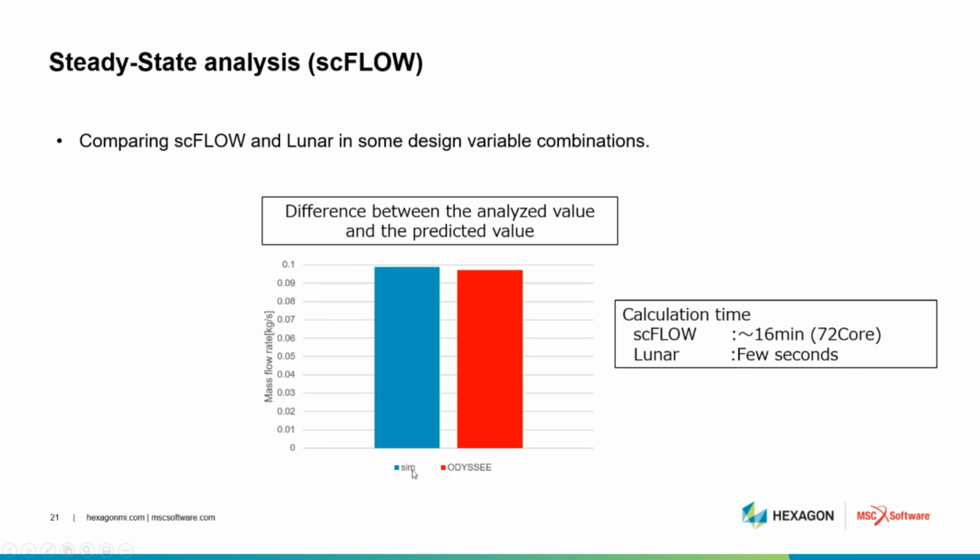Here we can see the predicted results by simulation, and this is Lunar. We can see there is a minor difference of less than 1%. And for calculation time, STFlow with 72 cores takes 60 minutes to calculate each case, and Lunar takes only a few seconds. This is one of the advantages of using it. You save a lot of time by using machine learning instead of classical simulation.